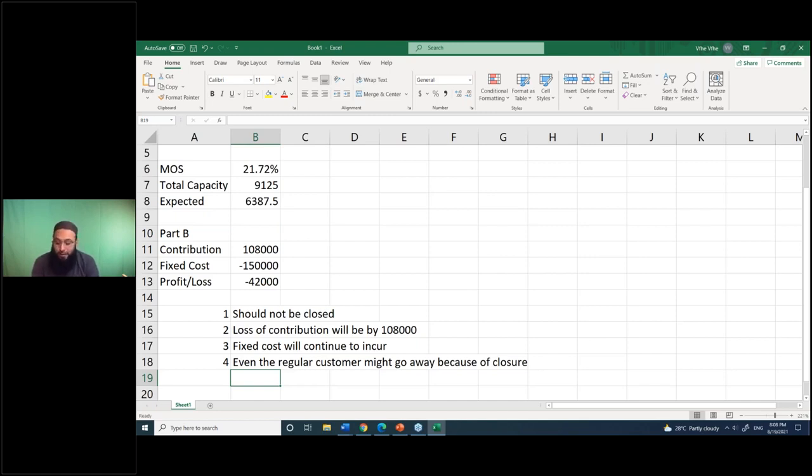Okay, so it's not feasible to close because fixed costs will continue to arise. It's not a directly attributable fixed cost that you will save on. That fixed cost will be incurred irrespective of whether you continue or not. So it's not wise to close it. Okay, great. This is what you have to write in the form of a paragraph on a word processing sheet.